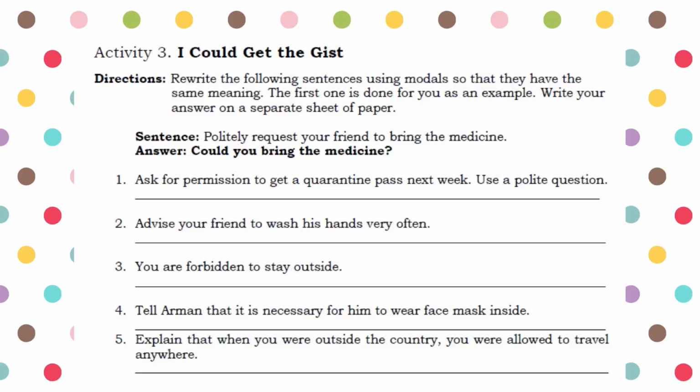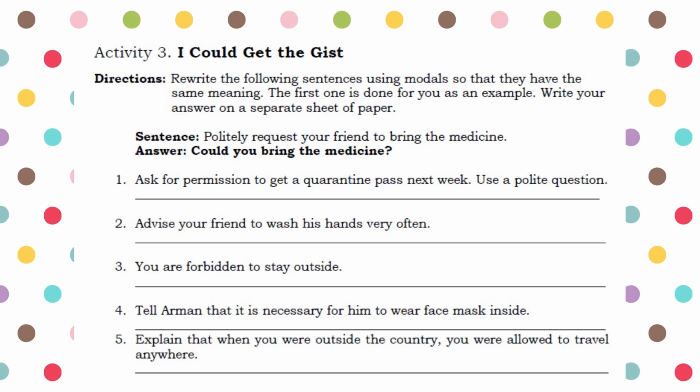Activity 3. I could get the gist. Direction. Rewrite the following sentences using modals so that they have the same meaning. The first one is done for you as an example. Write your answer on a separate sheet of paper. Sentence. Politely request your friend to bring the medicine. Answer. Could you bring the medicine?